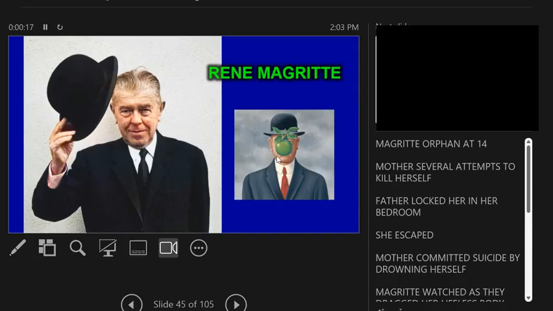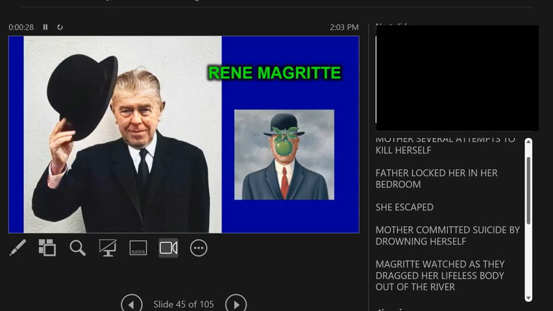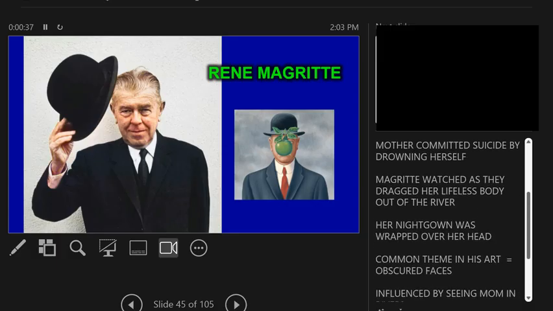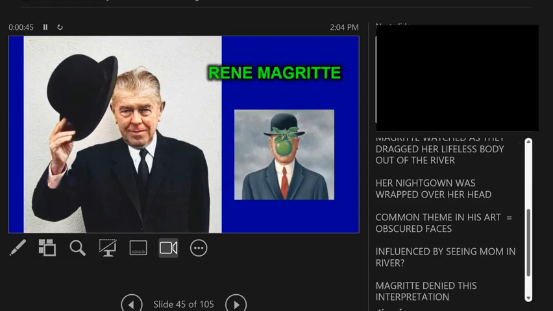He was orphaned at the age of 14. His mother made several attempts to kill herself. At one point, her father locked her in a bedroom to keep her from harming herself, but she escaped and she committed suicide by drowning herself. Magritte watched as they dragged her lifeless body out of the river, and her nightgown was wrapped over her head. And this is a common theme in his artwork.